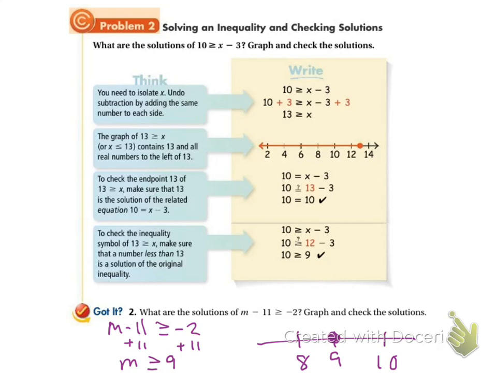It is a closed circle because it's one of my or equal to guys. If I plug in 8, I get 8 is greater than or equal to 9. That's false. So I need to go away from 8. I don't want to include 8. So I'm going to go this direction with my arrow. And I can double check that 9 works. 9 is greater than or equal to 9. Yes, that's true because 9 is equal to 9. I can also plug in 10 because I'm showing on my number line that 10 works. 10 is greater than or equal to 9. That's true. So I'm correct.